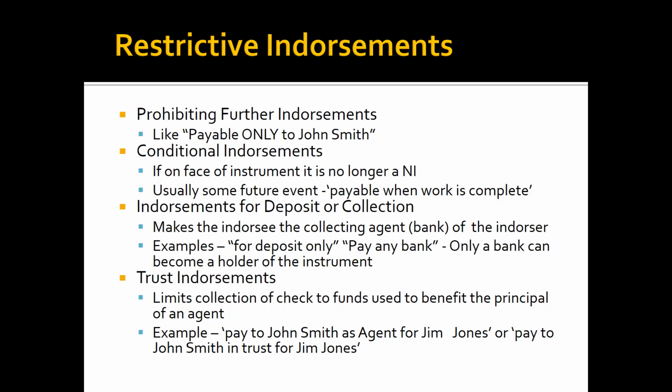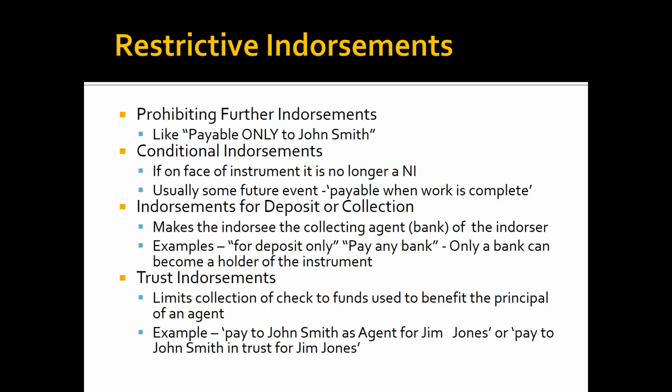You can also try to prohibit future endorsements. So you could say payable only to John Smith. That's going to really limit it. You can put in qualified endorsements. You can put in conditional endorsements, trust endorsements. So looking at a couple of these, conditional endorsement. If you put some sort of condition on it, and remember, checks can be a little difficult here, but if you put payable when work is complete, so suppose it's a promissory note or something like that, payable when work is complete. Well, essentially you've added a condition, you've really undercut the requirement of negotiation.